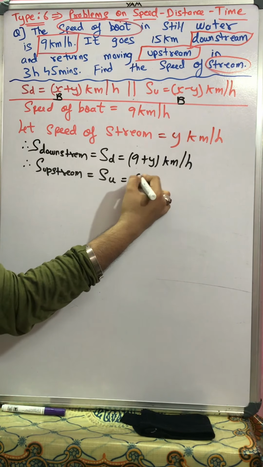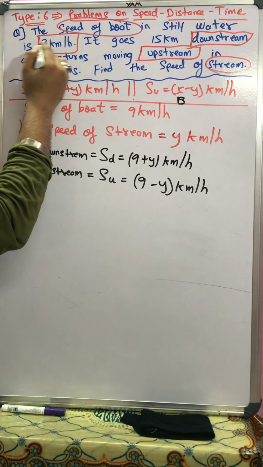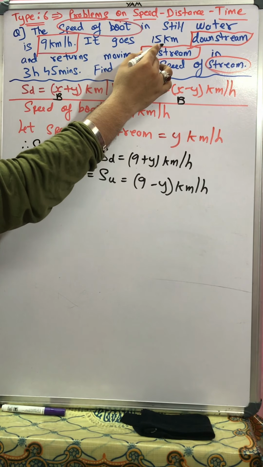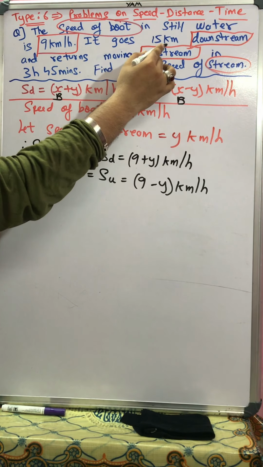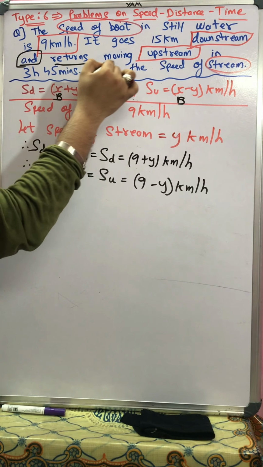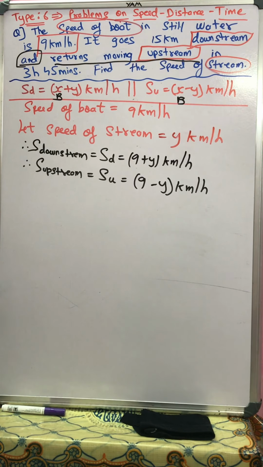Students, let's read once again the question. All of you, eyes on the board. The speed of boat in still water is 9 km/h. We are done with the speeds. It goes 15 km downstream. Understand the English. Please see here. It goes 15 km downstream and returns moving upstream. Students, understand the meaning of this "and".